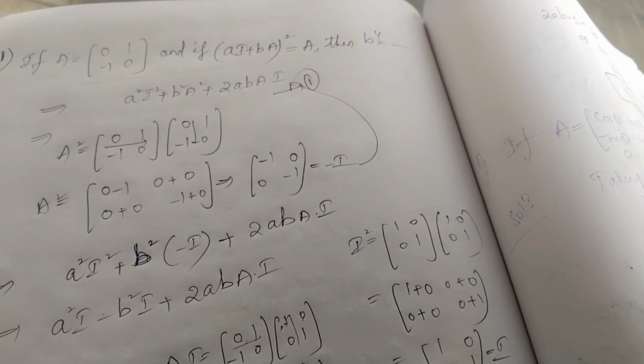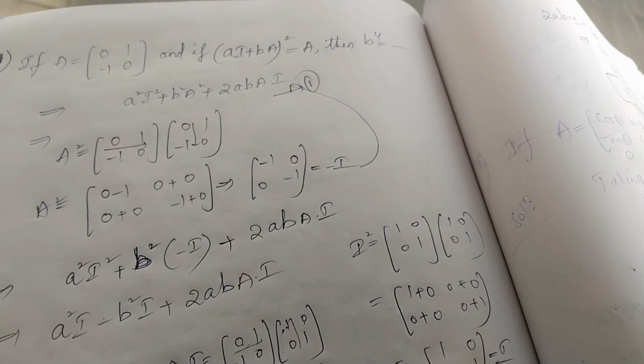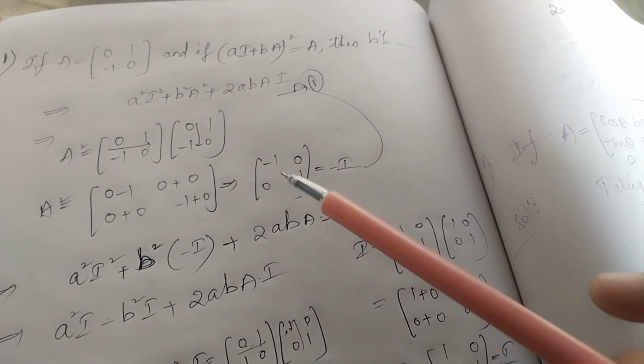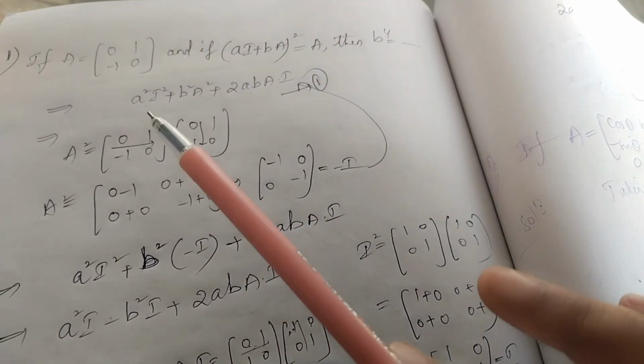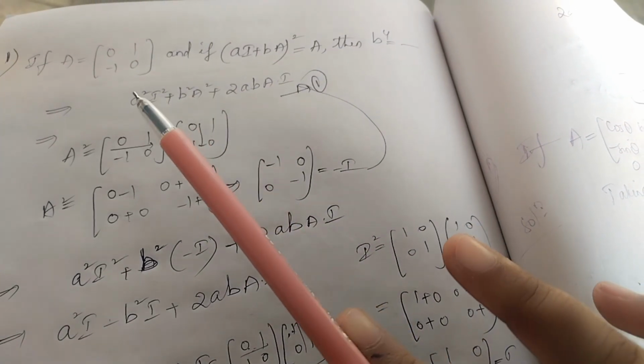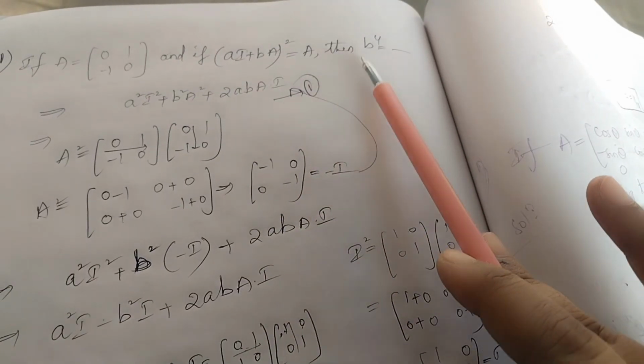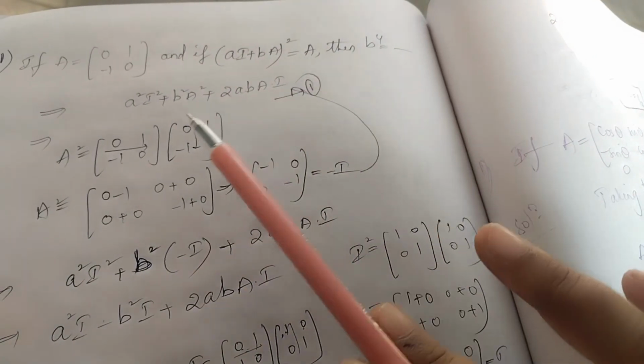Today I am going to discuss the previous ECET questions of mathematics. This is the latest 2025 ECET question paper. So let's start. The first question is, if A equals [0 1; -1 0], and if (A + B) whole square is equal to A, then B power 4 is equal to dash.